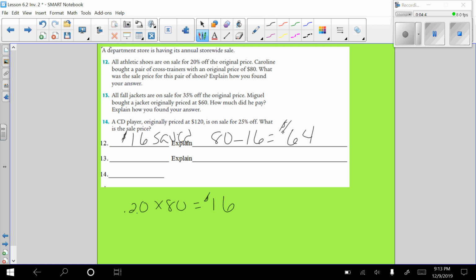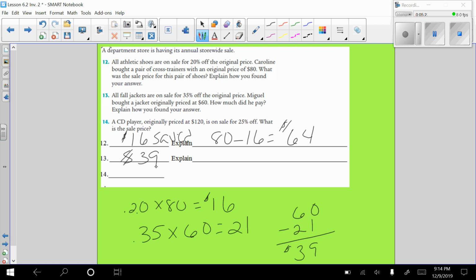All right, number 13. All fall jackets are on sale for 35% off the original price. Miguel bought a jacket originally priced at $60. How much did he pay? Well, 35% of 60, and remember, you can set these up for proportions as well using the is over the was, is $21. 60 minus 21, what did I save? Gives me the price of $39. So this would have been $39 was my price.